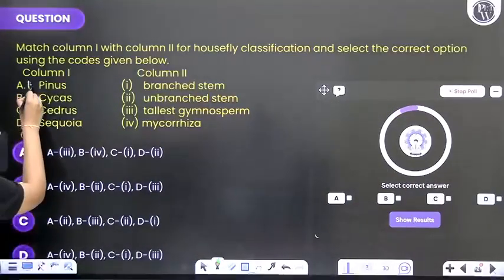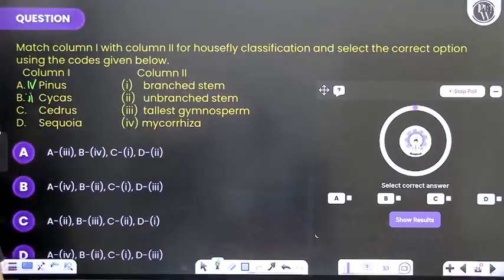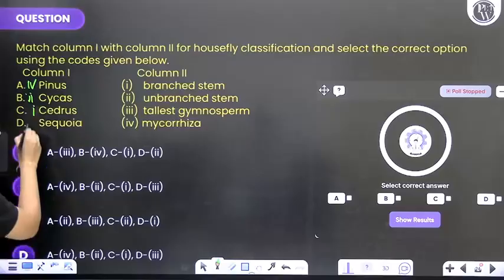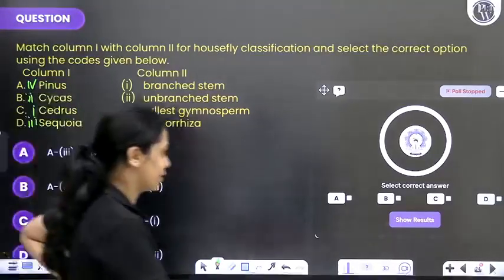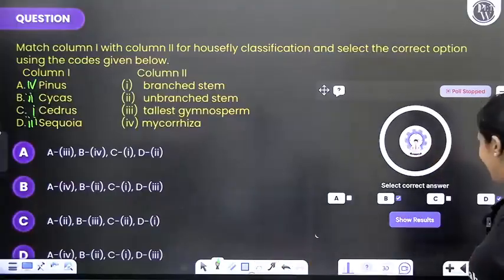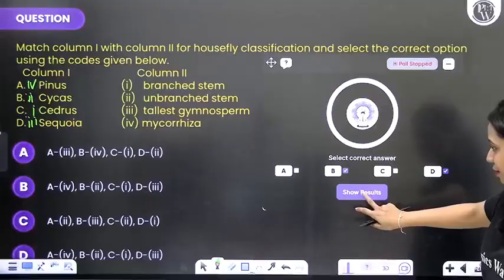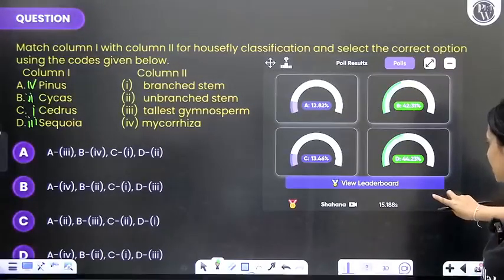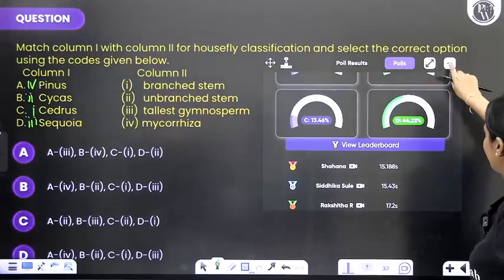Pinus has mycorrhizae, Cycas has unbranched stem, Cedrus has branched stem, Sequoia is the tallest gymnosperm. 4213. Let me see if I can choose both. Oh yeah, I can. Okay. Shahana, Siddhika, Rakshita, top 3.